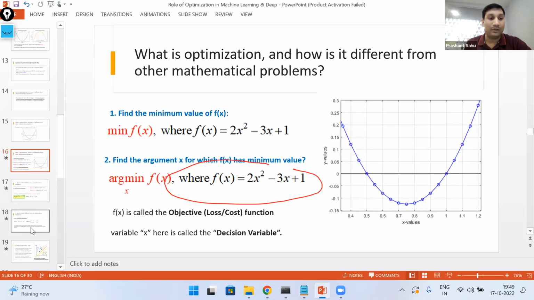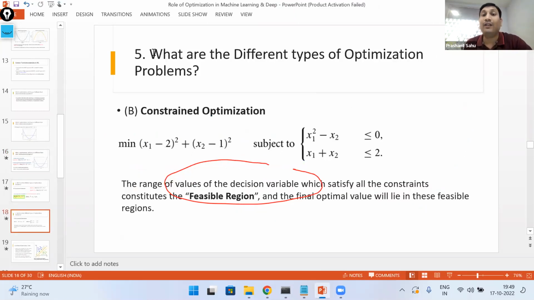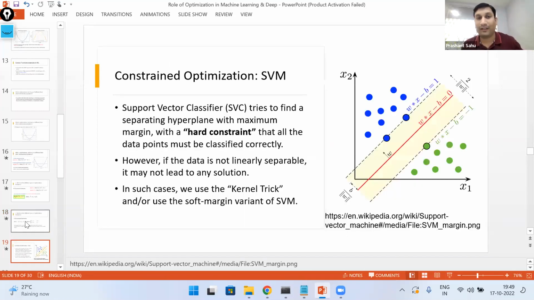Okay. So now the next question: is there a scenario where we get constrained optimization in machine learning? Anyone? Is there any machine learning algorithm where we encounter constrained optimization? Lasso and Ridge are actually not a case of constrained optimization. So the answer is support vector machines, SVM.